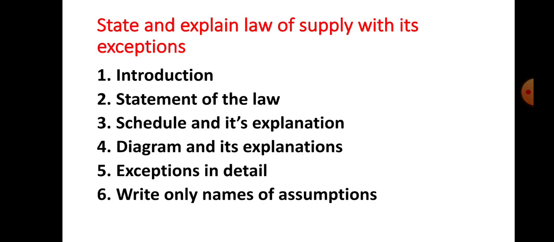Let us see the next question for 8 marks. This is an essay type question again, and here the question is given: state and explain the law of supply with its exceptions. Let us see what points should come in your answer. Number 1 is introduction. Number 2, statement of the law. Number 3, schedule and its explanation. Number 4, diagram and its explanation. Number 5, exceptions, which you have to explain in detail. And finally, a very important point is to write only the names of assumptions.